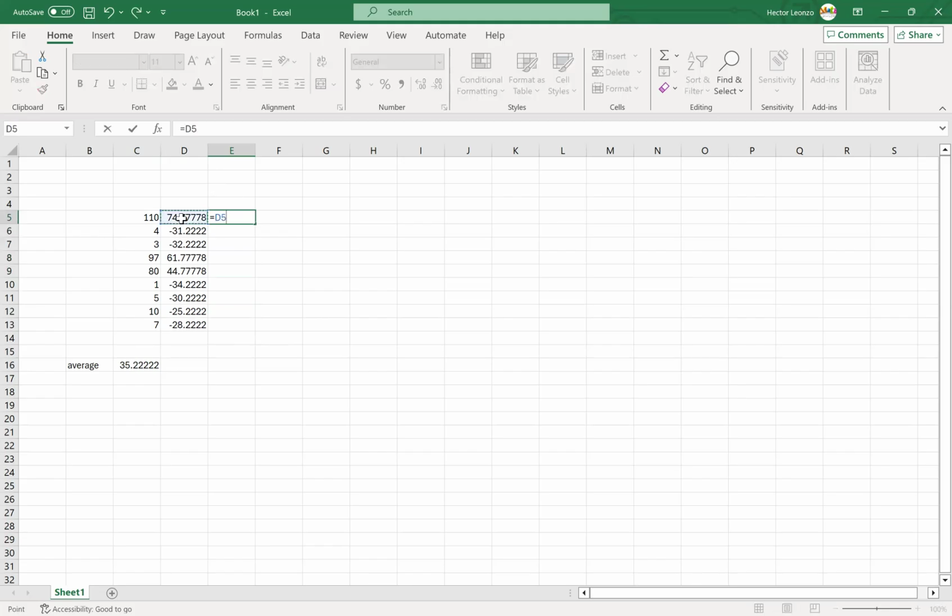So the first number times itself. Second number times itself. Times itself. This number times itself. You might be wondering, oh my God, what's happening to all the decimals? Well, good thing we're using Excel because Excel is keeping track of all the decimals. Definitely would not do this by hand. So I'm squaring each deviation.